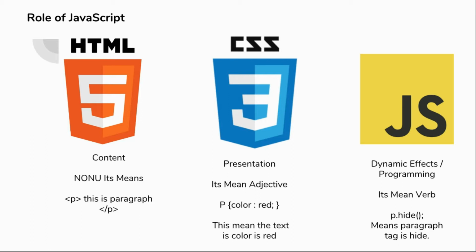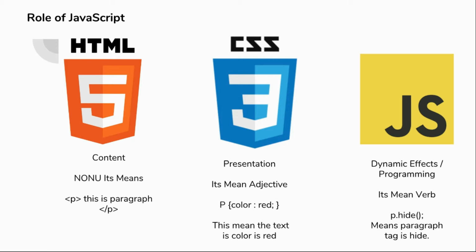The role of JavaScript. First we go to HTML. HTML is the content, like a paragraph tag; we put the content in the paragraph tag. That is HTML. CSS is an adjective, meaning it decorates and adjusts the HTML. It adjusts the content of the HTML and decorates its text.